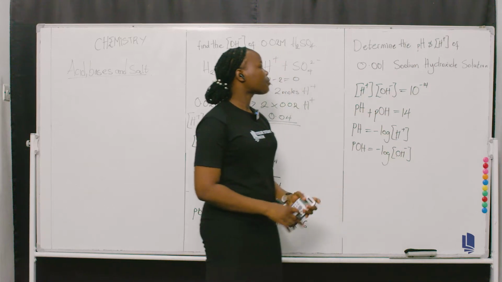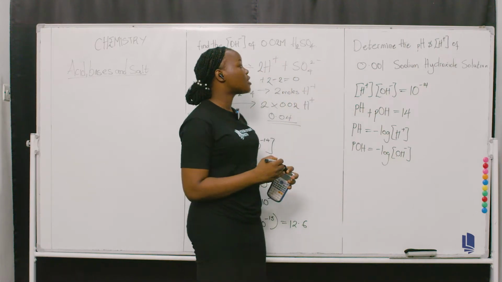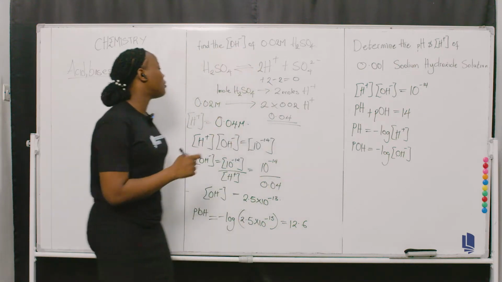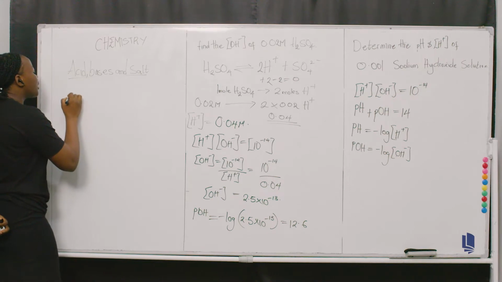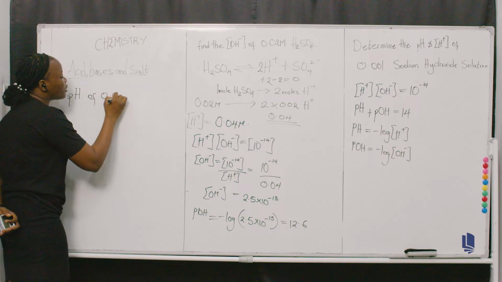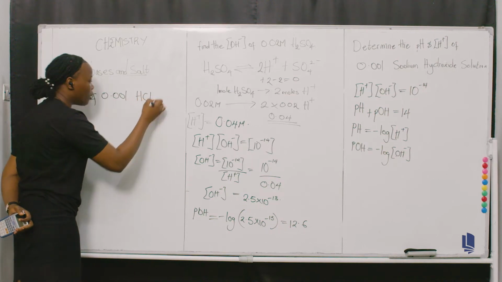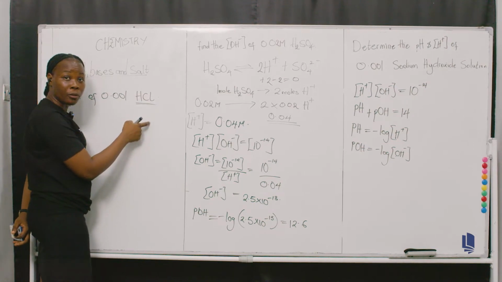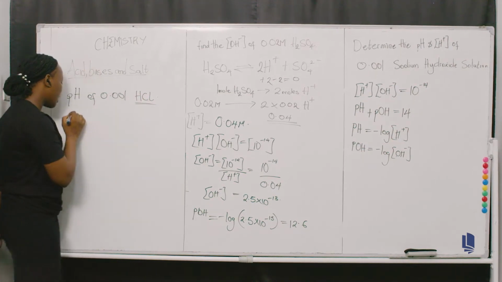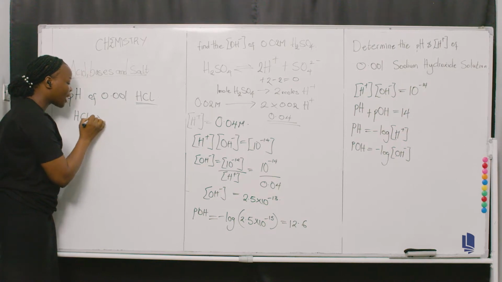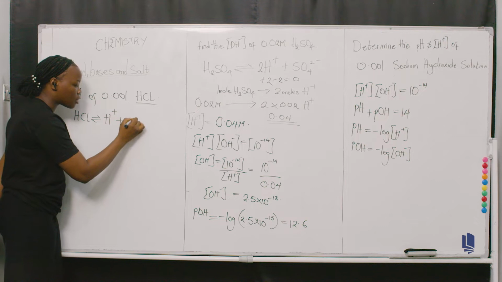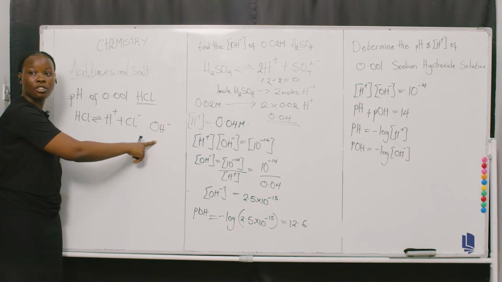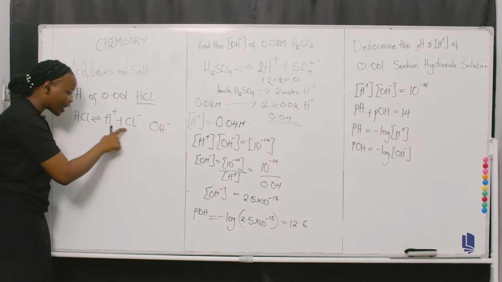So from here, let's attempt the question. The question says determine pH of 0.001 HCl. This compound contains hydrogen and chlorine. When I ionize this compound, HCl, I will then get hydrogen ion plus Cl minus. From this compound, I cannot get hydroxide ion because it's not here. I can only get these 2.